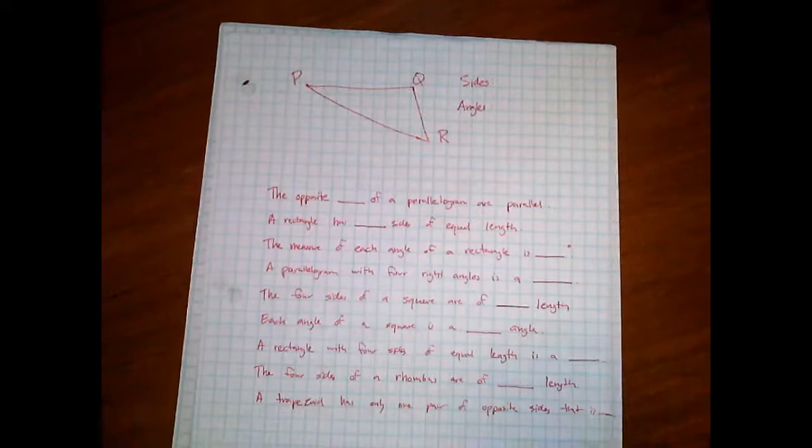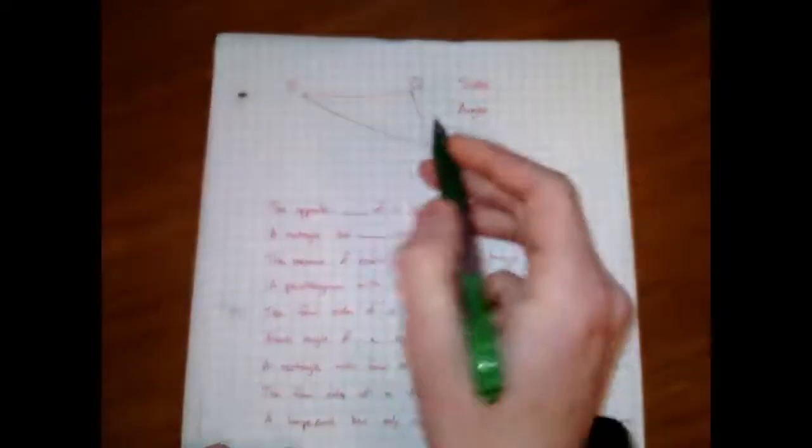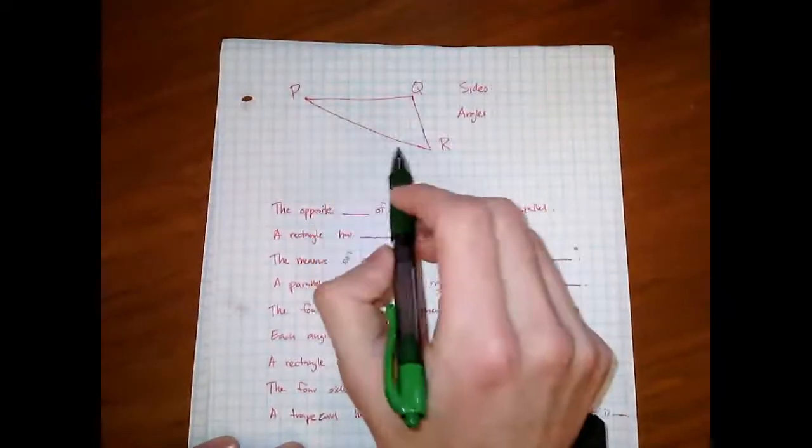All right, now we're on to the quick check. They've asked for us here to identify what we would label these three different sides.